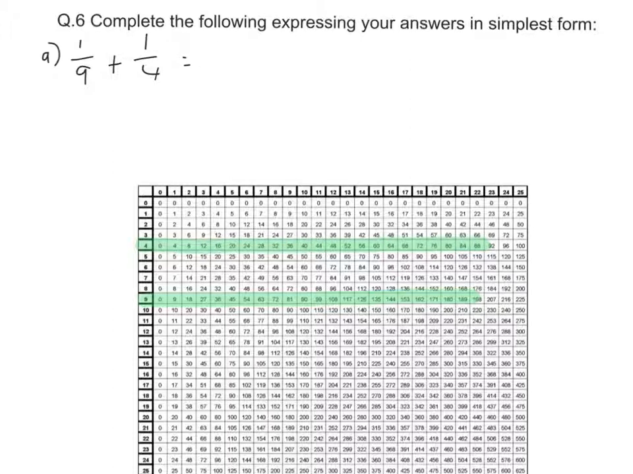Okay, so what we're doing now is we're looking for one number that the multiples of 4 and the multiples of 9 share. And if we look across, I can see there's a 36 here and a 36 there. So this is the first multiple that they share, so it's the lowest common multiple. So now I know that the denominator should be 36.